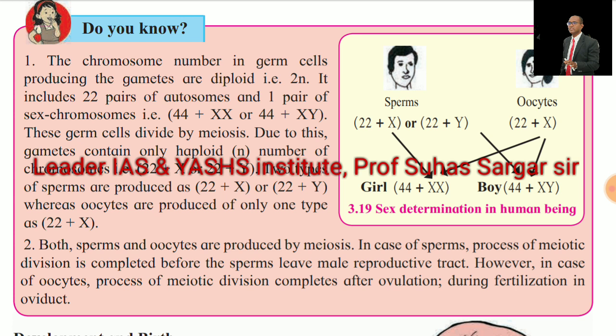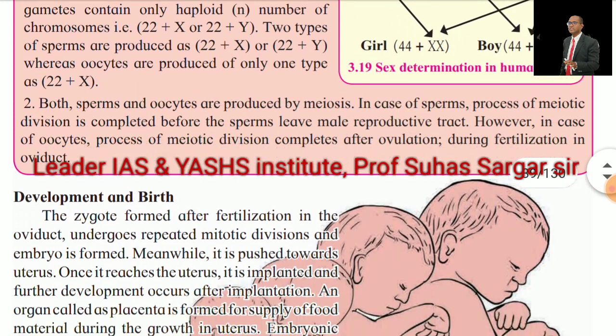Due to this, the gametes contain only the haploid number of chromosomes, that is 22 plus X or 22 plus Y. Two types of sperm are produced, 22 plus X or 22 plus Y, whereas the oocytes are produced of only one type, 22 plus X.